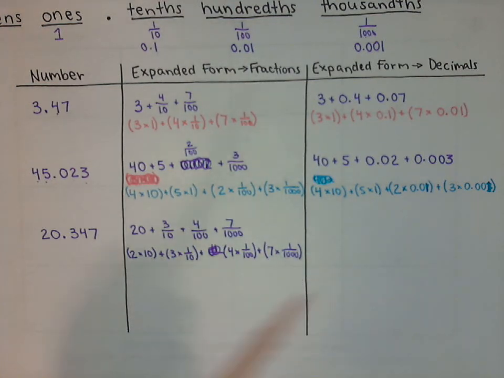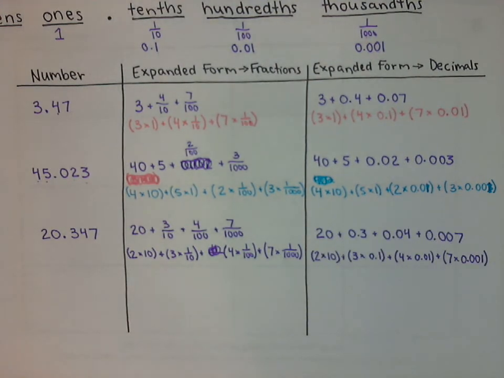All right, and then I'll take a look at what that looks like as a decimal as well. Here we have it written in decimals for expanded form. 20 plus 3 tenths plus 4 hundredths plus 7 thousandths. So 2 groups of 10 plus 3 groups of 1/10 plus 4 groups of 1/100th and 7 groups of 1/1000th. All right, so that is how you can write decimals in expanded form in 4 different ways.